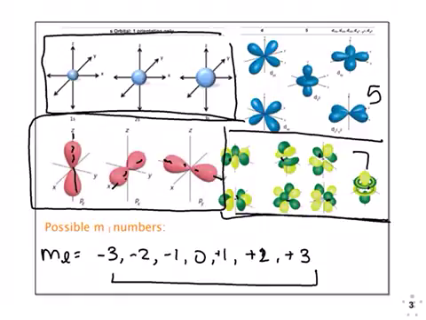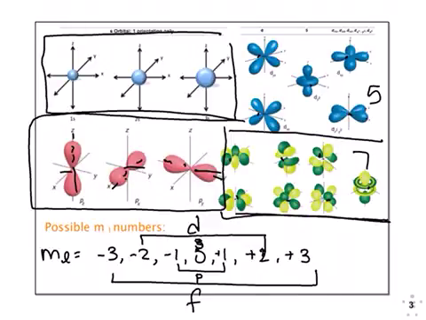Your d quantum numbers here would be -2 to +2 because there's 1, 2, 3, 4, 5 possibilities. So then your possibilities for your m sub l numbers for the p sublevel would be -1 to +1 because there are 1, 2, 3 orientations. And then lastly, this 0 right here is the only representation for this diagram right here because there's only one shape.